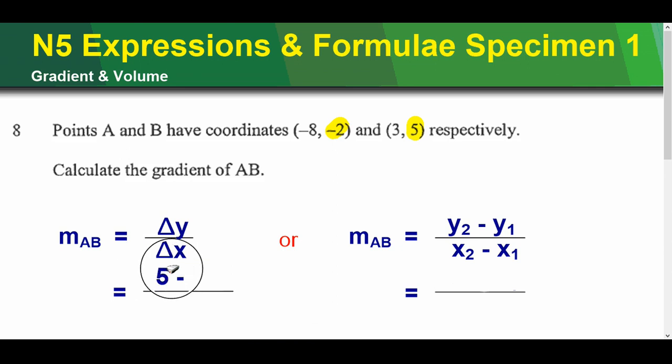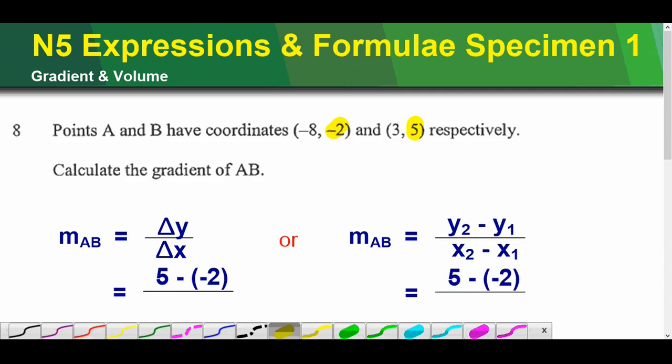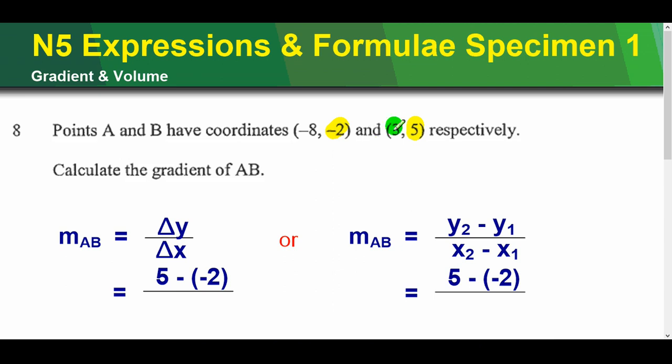So 5 take away -2. In this case, that'd be y2 because it's the second one, take away y1. 5 take away -2. And you do exactly the same with the x's. So you would do 3 take away -8. So in this one, I would go 3 take away -8. And x2 is the second x coordinate, and that's the first one. So it would be 3 take away -8.